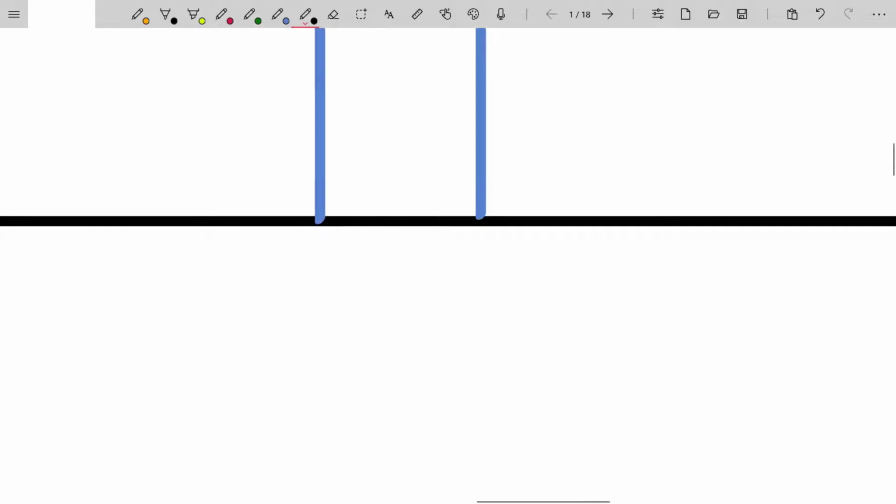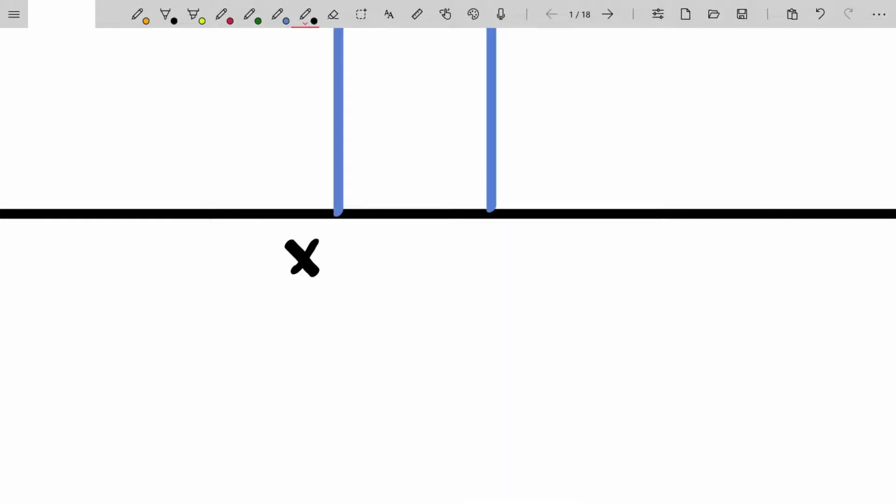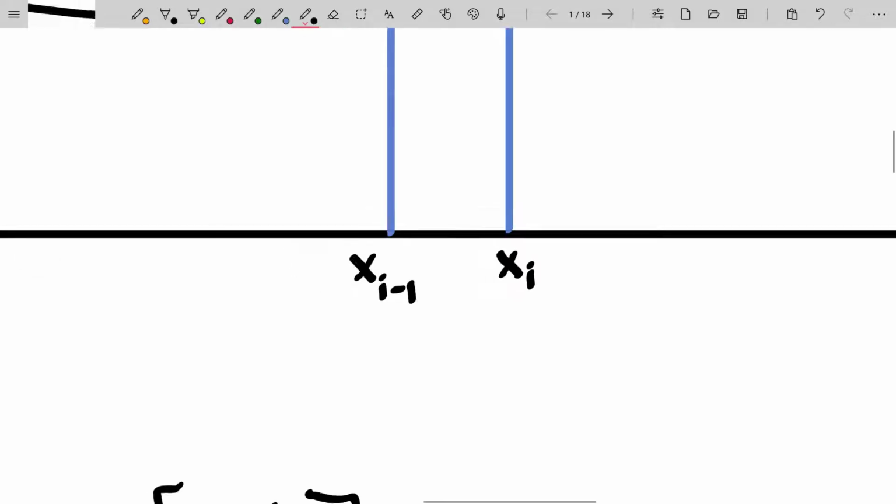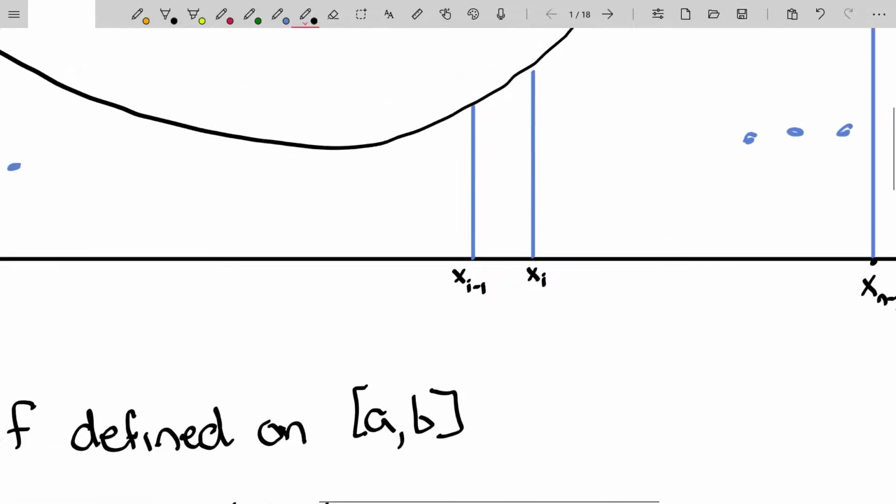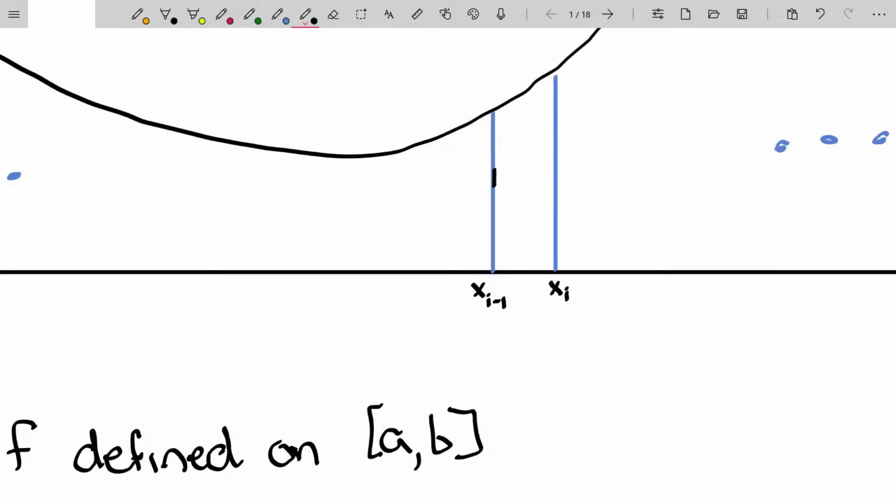And we generally do this. We say it goes from x sub i minus 1 to x sub i. Again, that's x sub i minus 1 to x sub i. And this would be the ith slice. Let me write that a little cleaner. This would be the ith slice.